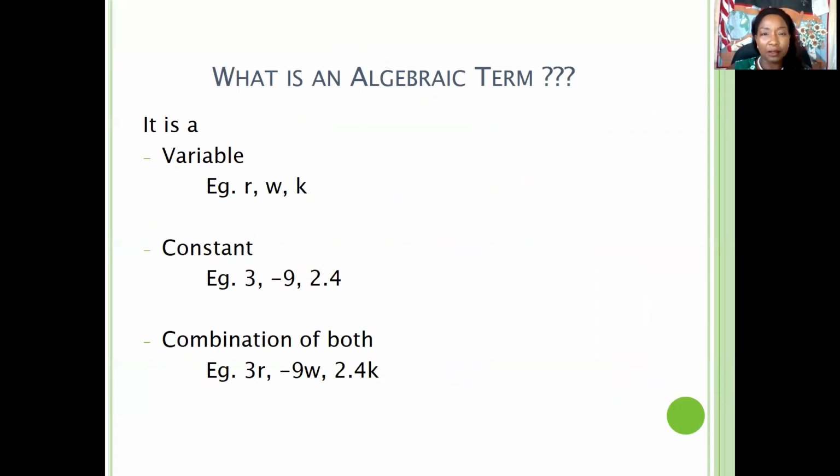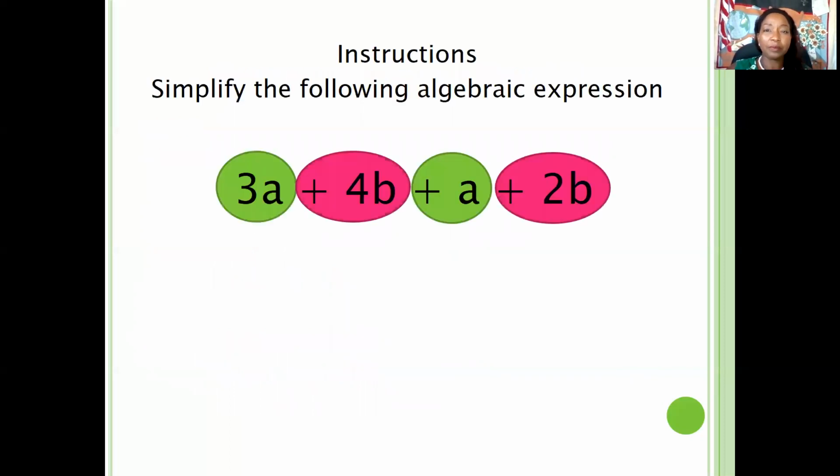So right here, again, it can be a variable, it can be a constant, or it could be a combination of both. This would be algebraic terms. I know the definition sounds similar to expressions, but as we go through the lesson, you will be able to see the difference. So we're back here. This time, we are going to solve the question, but we're going to do it by collecting like terms. And we'll see if that answer you had in mind earlier was correct.